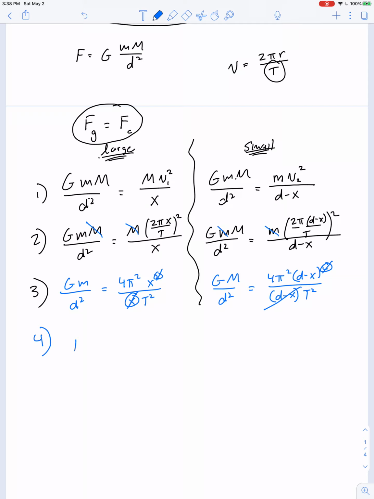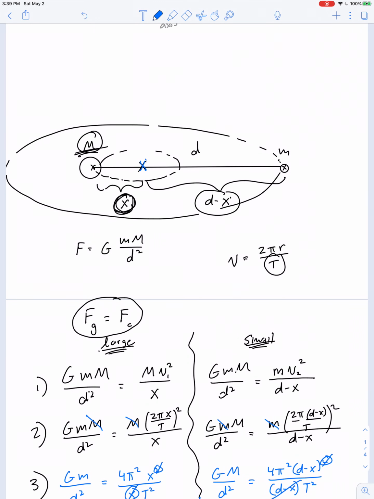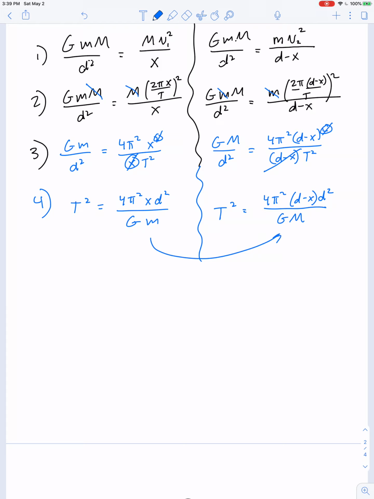So period squared is equal to 4 pi squared x d squared divided by G lowercase m. And it's also fair to say period squared is equal to 4 pi squared (d minus x) times d squared divided by G times large M. But they both orbit around that center of mass with a common period of orbit. So I can set these two expressions equal to one another.